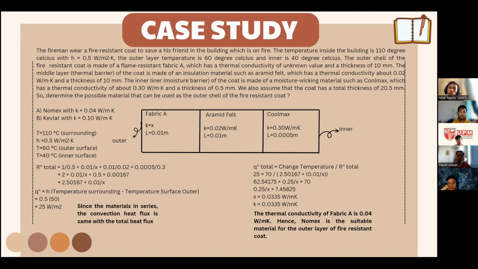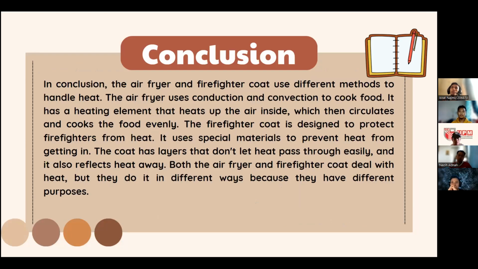So we have to determine the possible material that can be used as the outer shell of the fire resistant coat. There are two possible materials: the first is Nomex and the second is Kevlar. Since the materials are in series, the convection heat flux is the same as the total heat flux. After some calculation, the thermal conductivity of fabric A is 0.04 W/mK. Hence, Nomex is the suitable material for the outer layer of the fire resistant coat. Next.